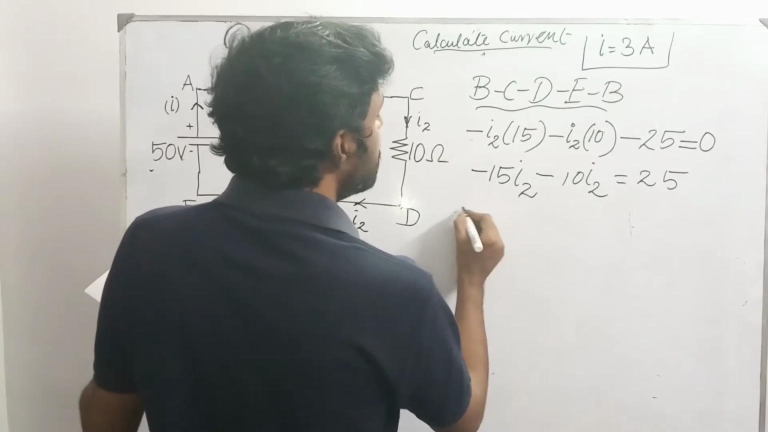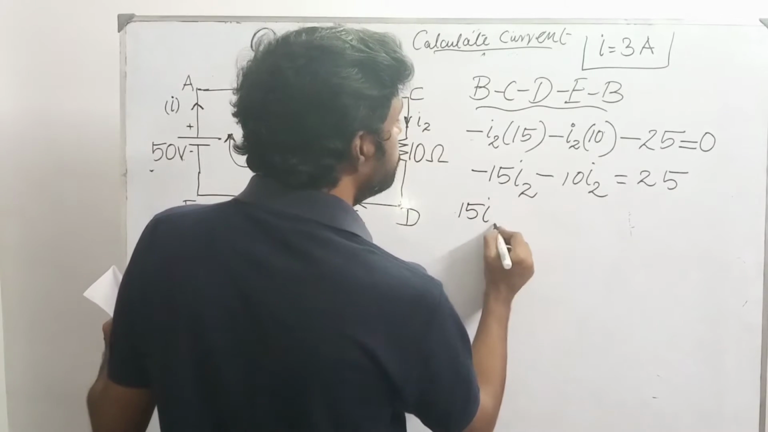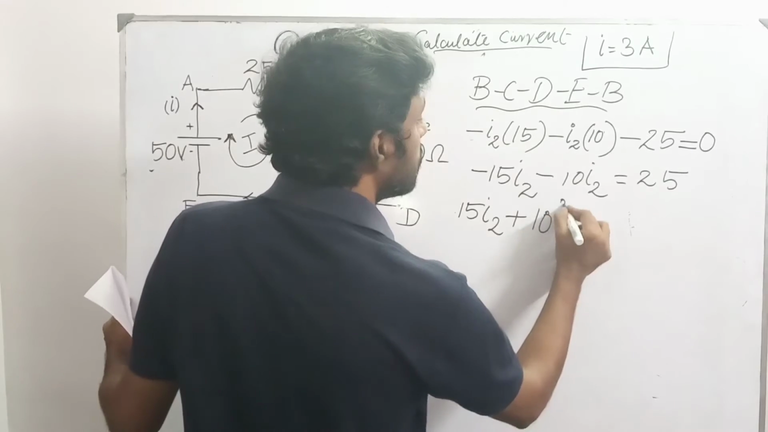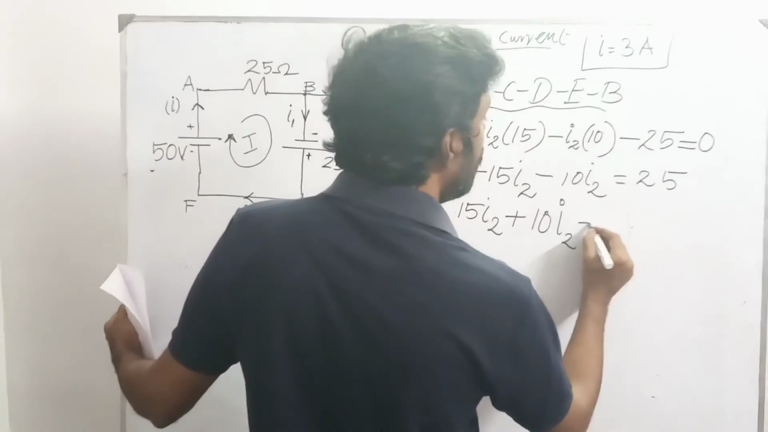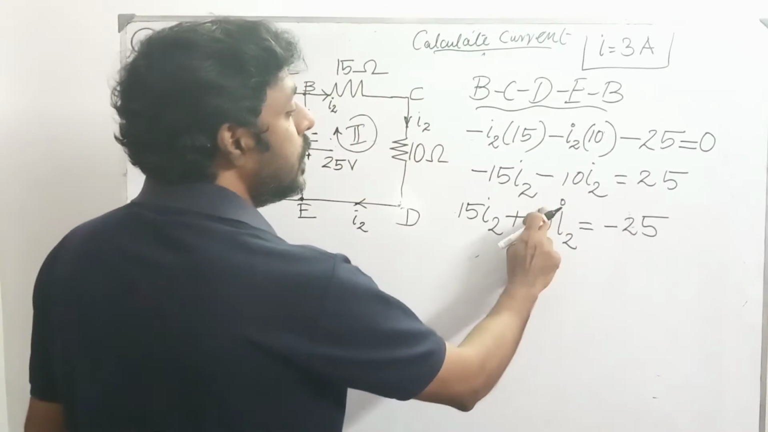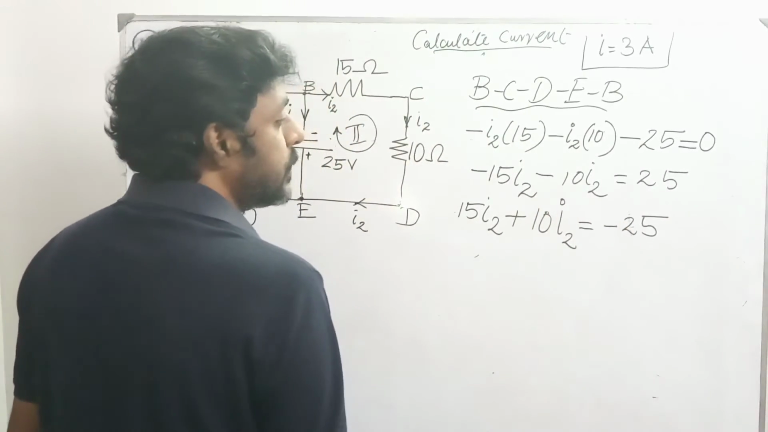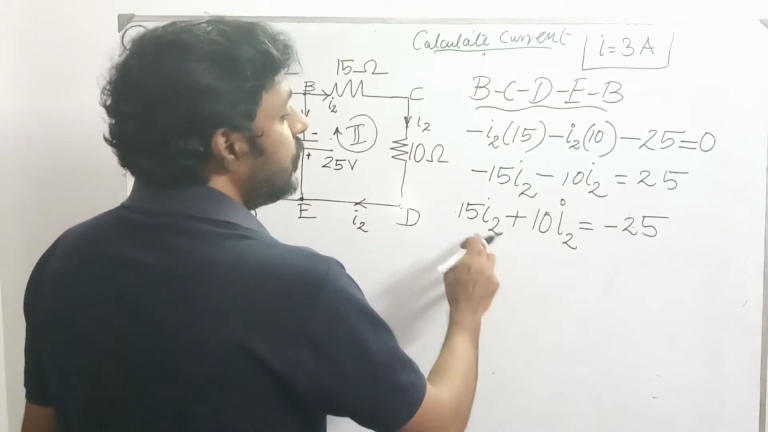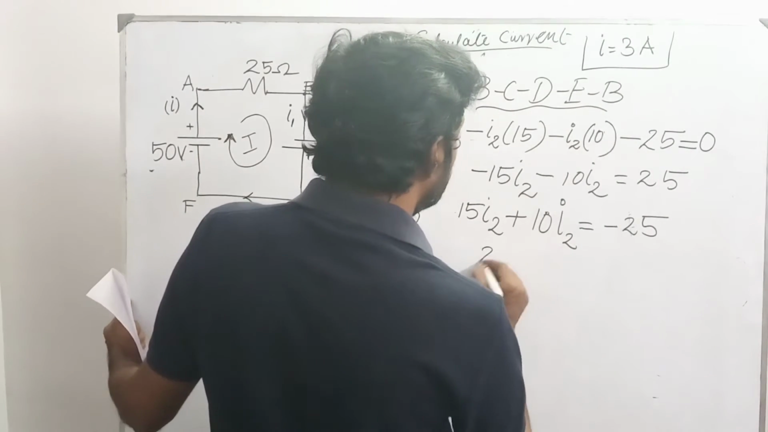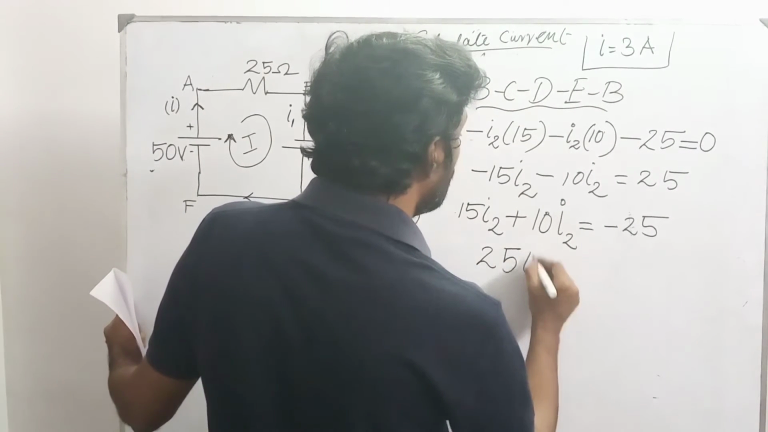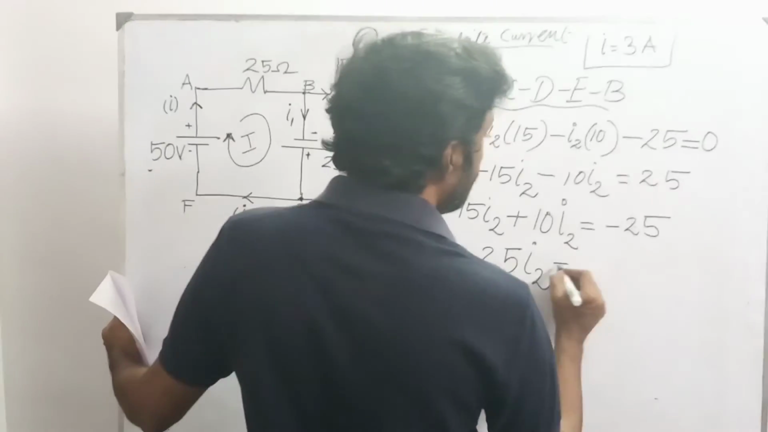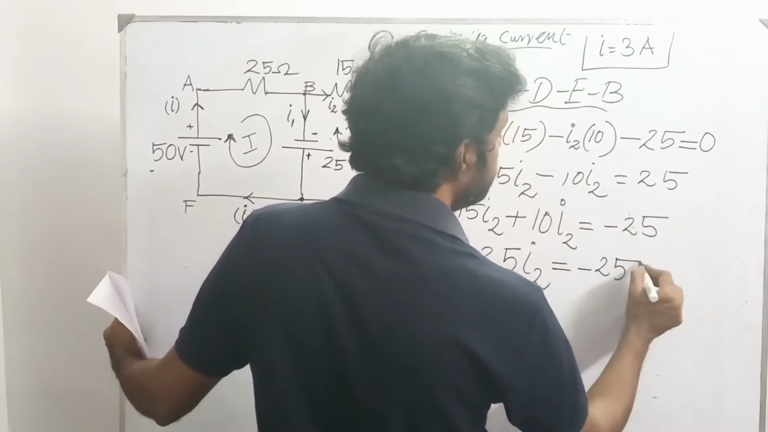Now I am changing the signs. 15I2 plus 10I2 is equal to minus 25. So what will happen? 15 plus 10 is nothing but 25I2. 25I2 is equal to minus 25.